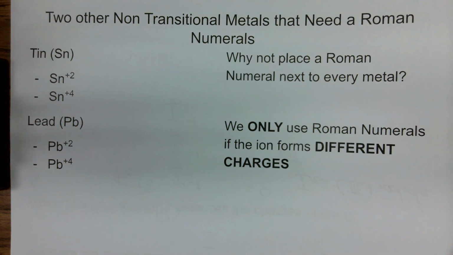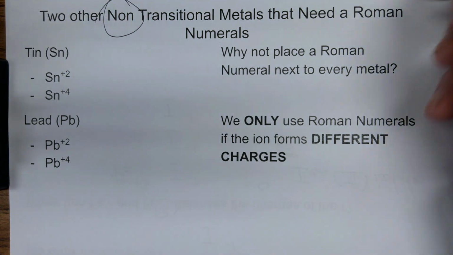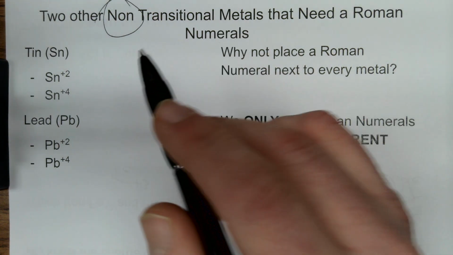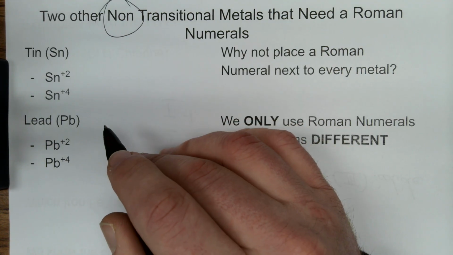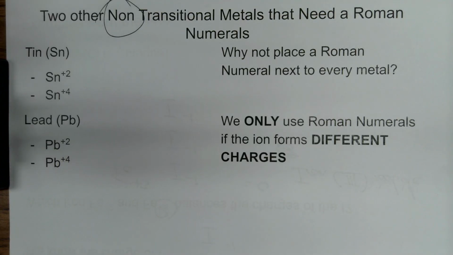Oh, before we jump into the homework, I do want to say, hey, there are 2 non-transitional metals that also require Roman numerals. Tin and lead. As you see, tin and lead are both in group 14 underneath carbon. There's carbon, silicon, germanium, then we have tin, then we have lead.